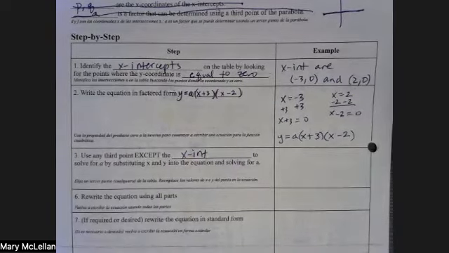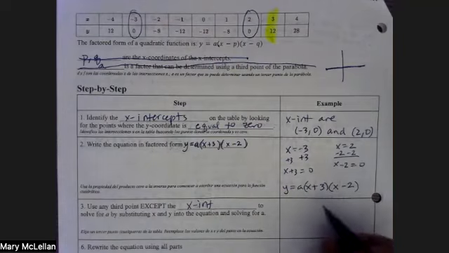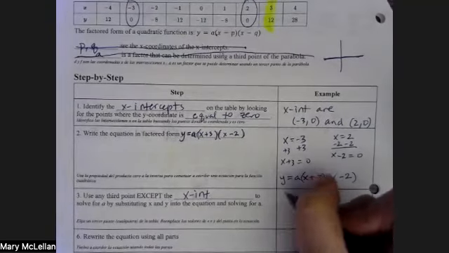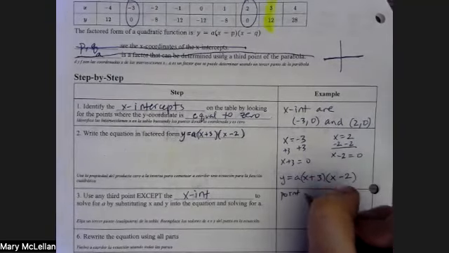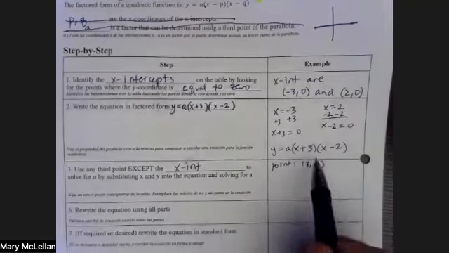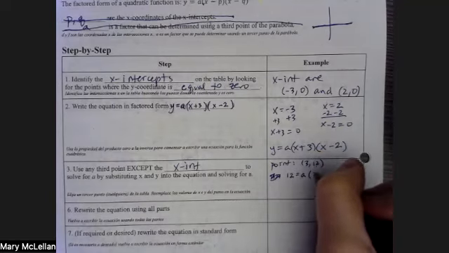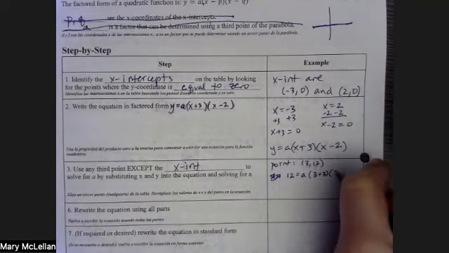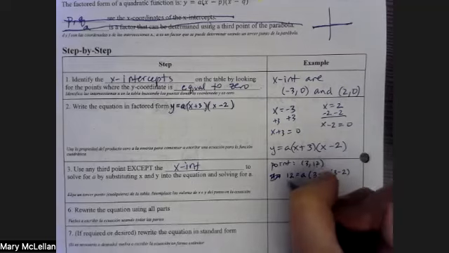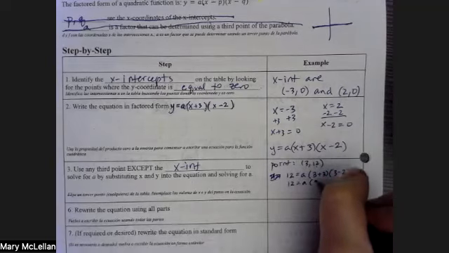You don't have to use this point. A lot of the time people like to use the y-intercept. This is the one I'd like to do. Okay, so my point will be (3, 12), and I'm going to plug it into my equation. Y equals, oops, sorry, got to plug 12 in. 12 equals a times (3 plus 3) times (3 minus 2). 12 equals a times 9.